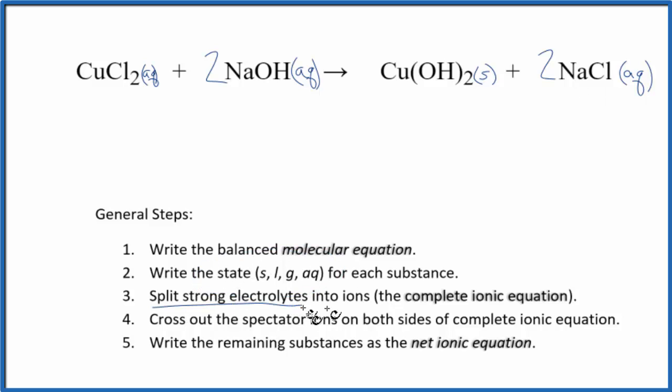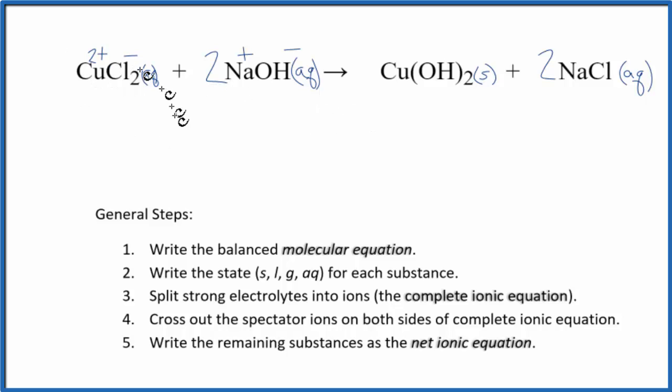We can now split strong electrolytes into their ions. That'll give us the complete ionic equation. Copper is a transition metal. We don't know its charge just looking at it, but we do know that chlorine forms a 1- ionic charge. So we have two of those. This has to be 2+. That's why I call this copper(II) chloride. The 2 tells me this is copper(II). Sodium is +1, and hydroxide is going to be a negative charge.